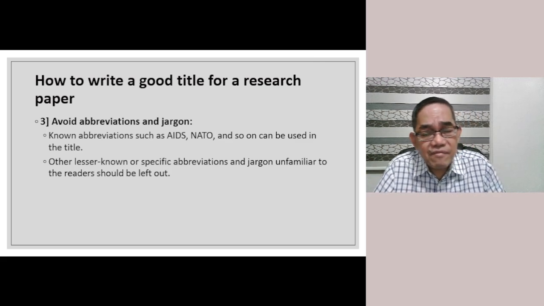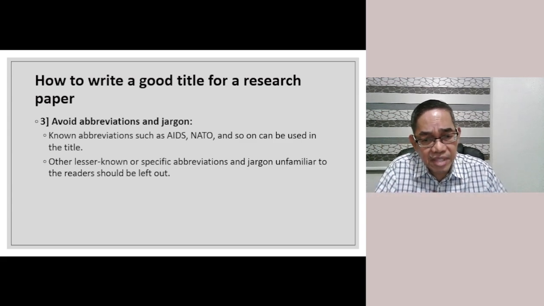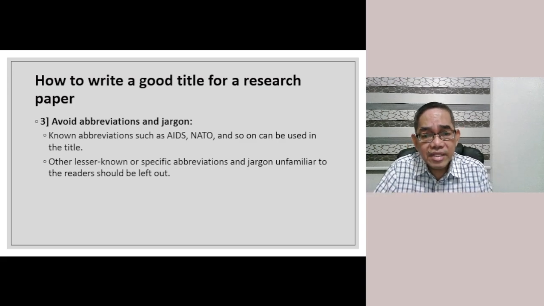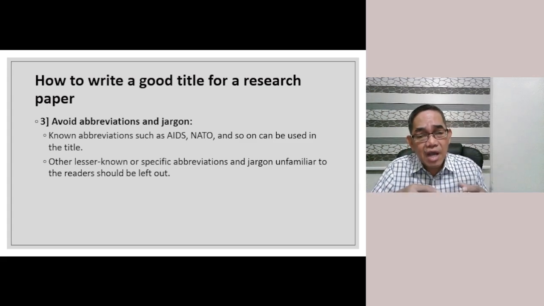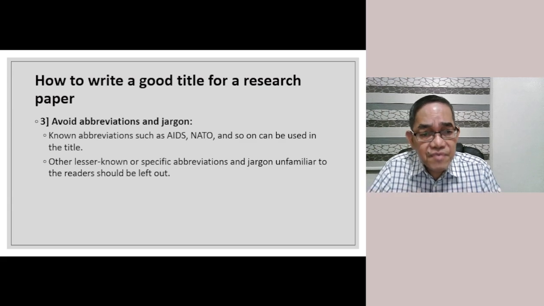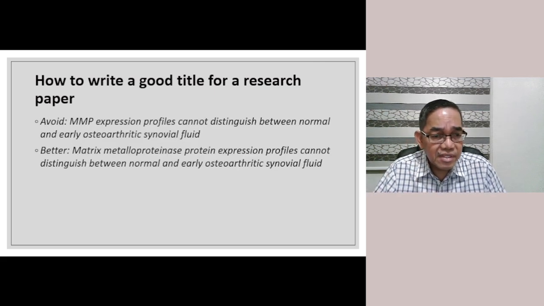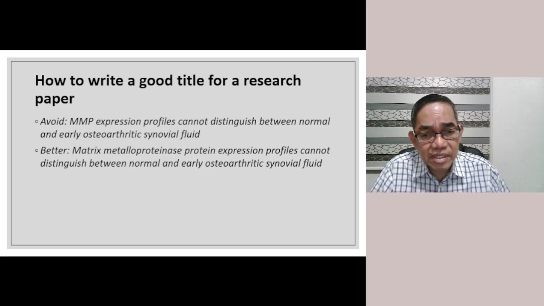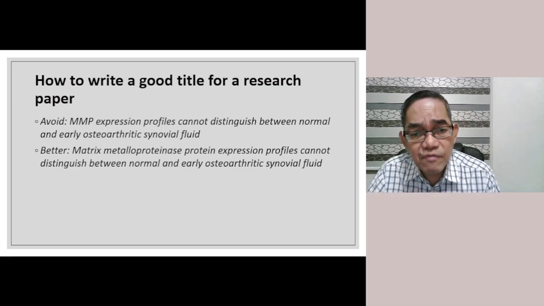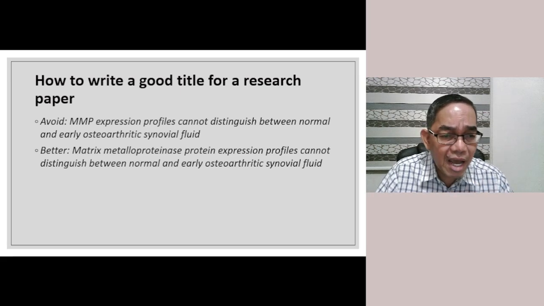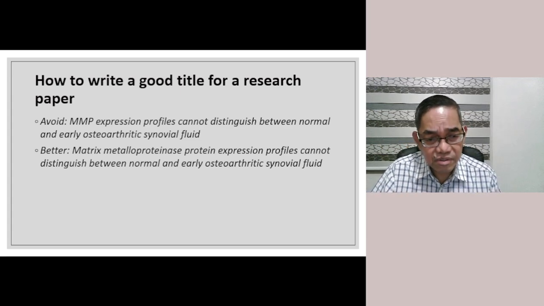And lastly, avoid abbreviations and jargon. Known abbreviations like AIDS, NATO, WHO, and so on can be used in the title. The lesser known or specific abbreviations and jargon unfamiliar to readers should be left out. So you need to avoid this: MMP expression profiles cannot distinguish between normal and early osteoarthritic synovial fluid. You just have to spell out this MMP, because MMP really is not familiar to readers.